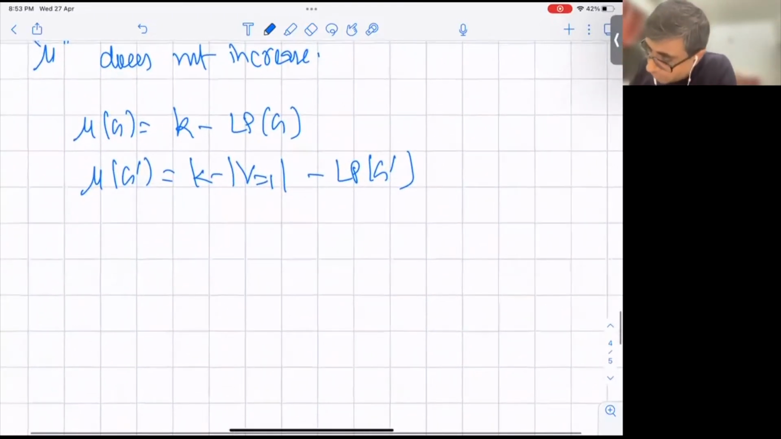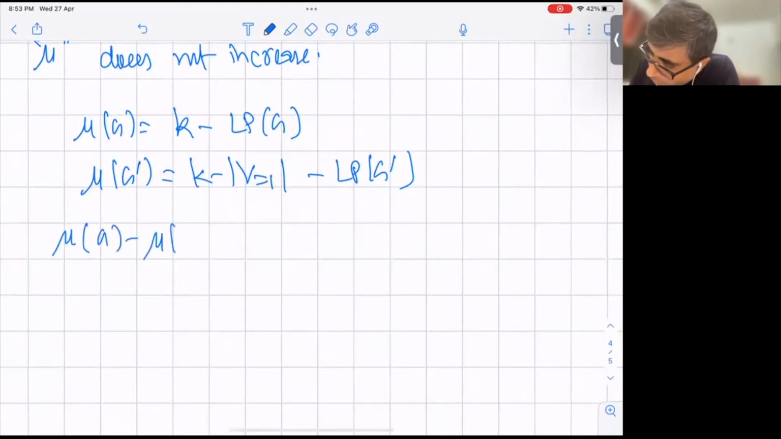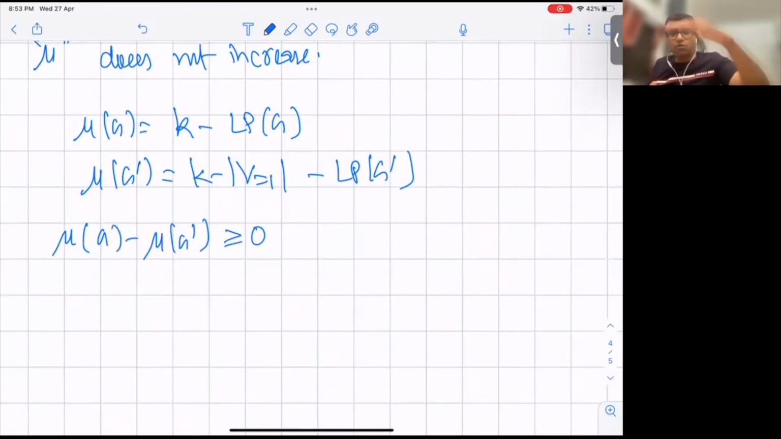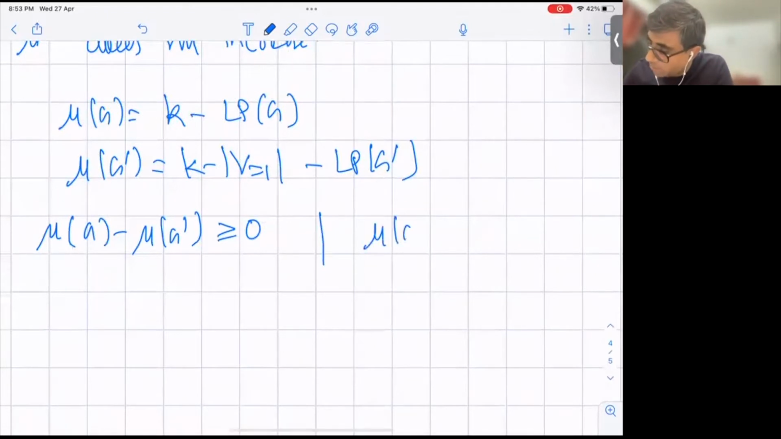So what we have to show? Mu of G prime is greater than or equal to 0. Right? Then I know that the measure has only decreased, it has not increased. Or in other words, mu of G prime is less than or equal to mu of G. Okay, so let's try to prove that.